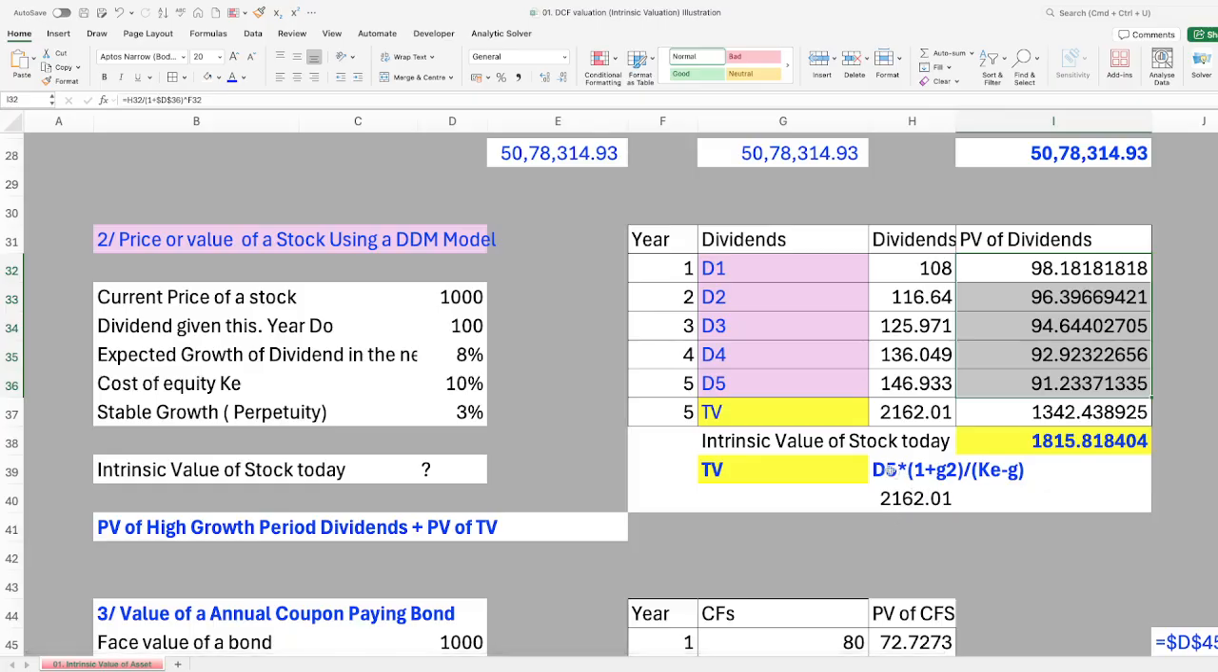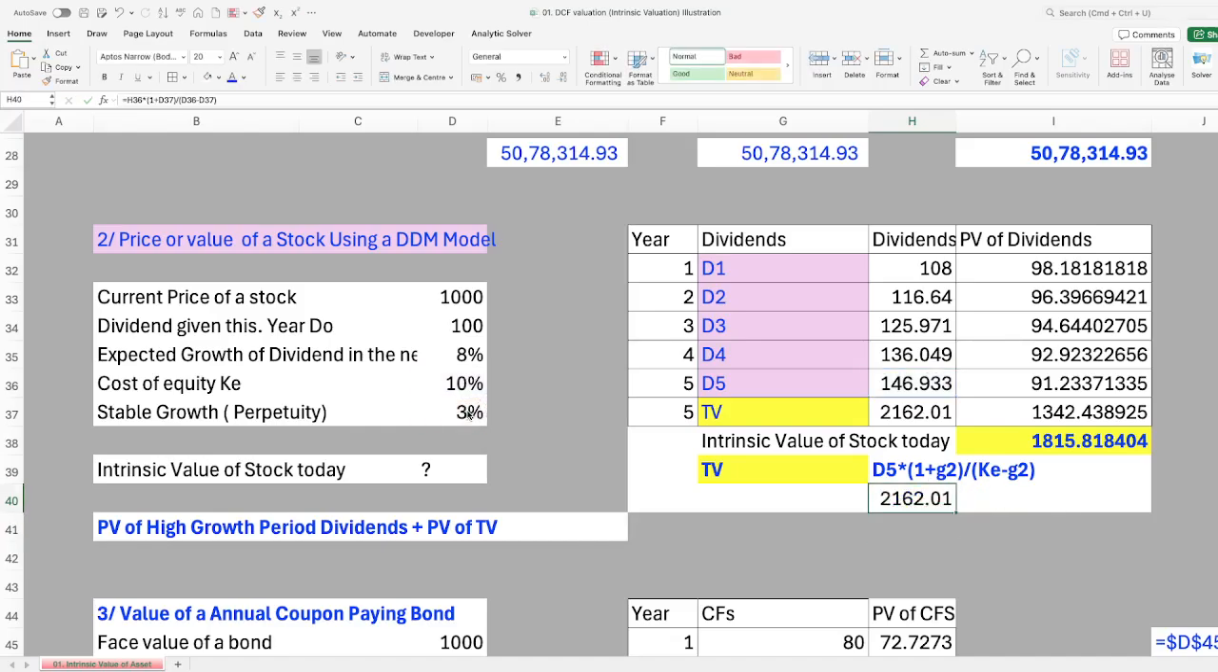Now, using the Gordon growth model, we will understand what is a terminal value. Terminal value is nothing but the cash flow that occurred in the last known period, that is D5, into 1 plus the stable growth, divided by the cost of equity minus the stable growth. So in this example, the terminal value is D5 multiplied by 1 plus the stable growth, divided by the cost of equity minus the stable growth.